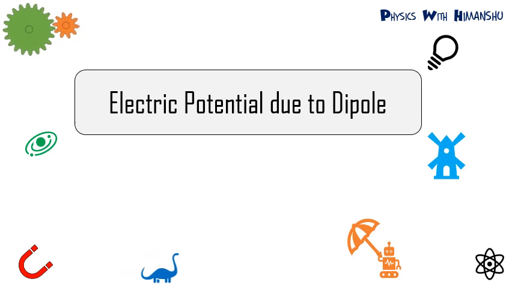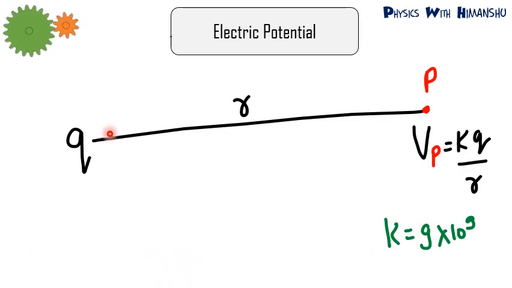Moving forward, revising the basics: due to a charge q at distance r, suppose there is a point P. The potential at point P will be kq by r, so k into charge divided by the distance at which the charge is placed. At any point, the potential depends on the charge and the distance between the charge and the point. So potential is kq by r, and the value of k is 9 into 10 raised to power 9.